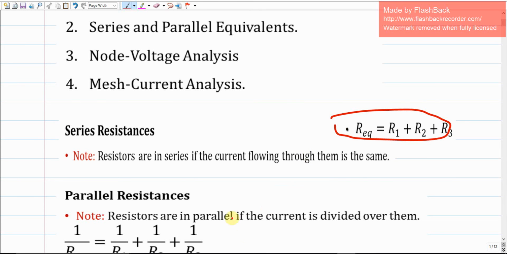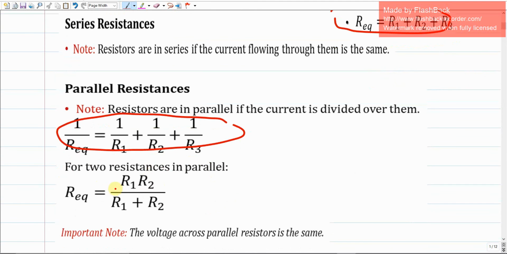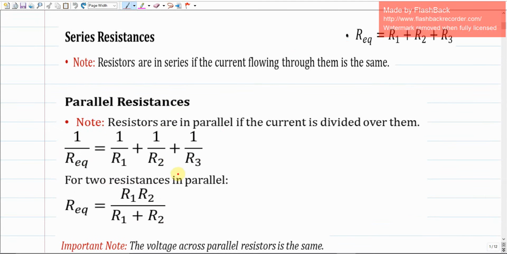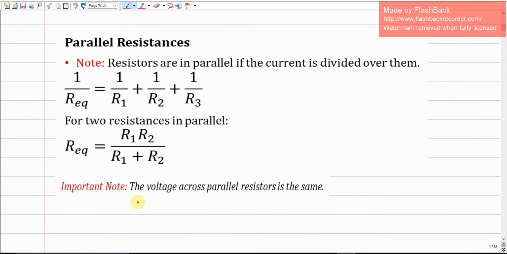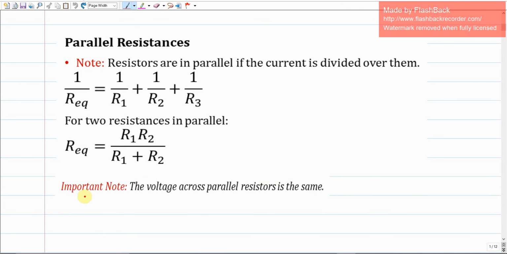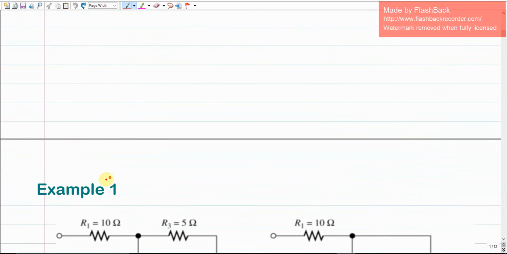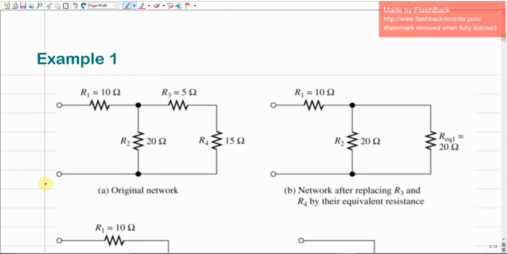And this is the general expression for the series resistances, and this is the general expression for the parallel resistances. But we said that just for the special case of 2 resistances, their R equivalent should be their multiplication divided by their sum. So these are the main expressions that we're going to use, and you should understand in the meanwhile that the voltage across parallel resistors should be the same, but the current over series resistors should be the same. So let us consider this example here.